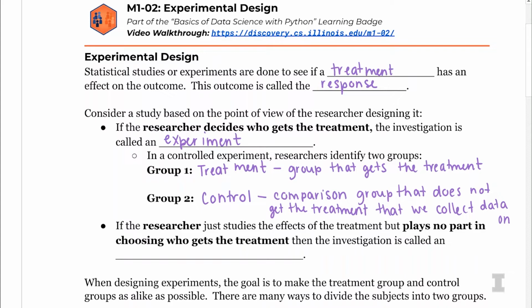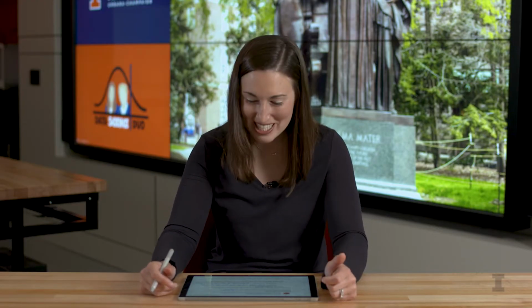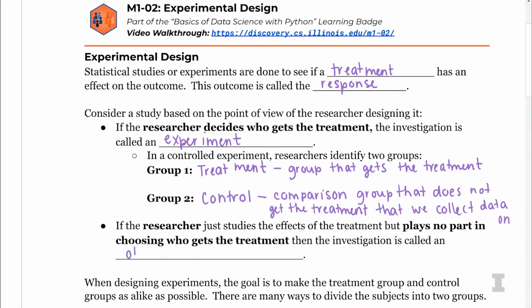So, in contrast to the controlled experiment, if the researcher just studies the effects of the treatment but plays no part in choosing who gets it, then we're going to call this an observational study. And observational studies are not ideal. They're done out of necessity. So, whenever possible, we want to do a controlled experiment.